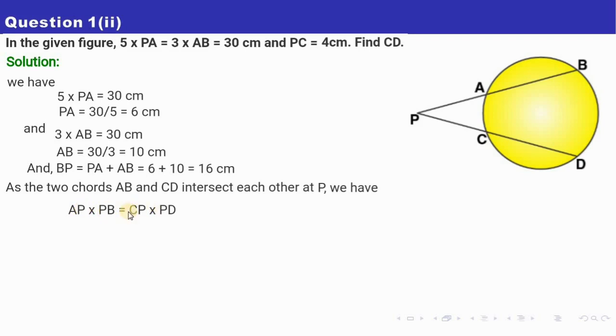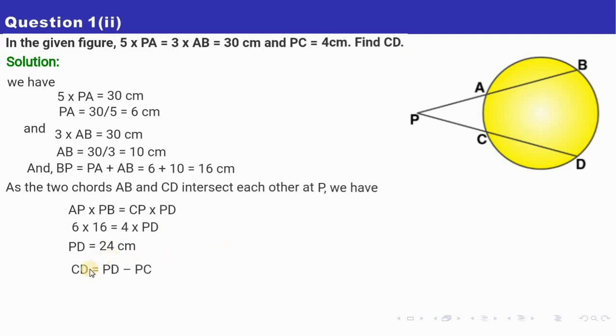Now do we have CP? Yes, CP is given. Now we need to find PD from here. Okay, so we'll find first PD. And do we have CP? Yes, we have CP, right? So we'll subtract CP from PD in order to get CD. Okay, so put the values and find PD. So PD turns out to be 24 centimeter.